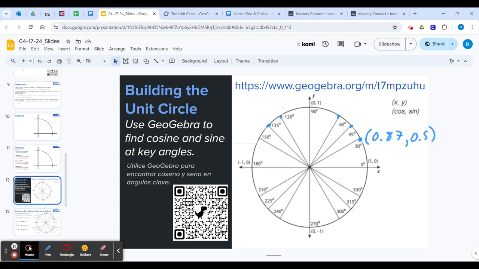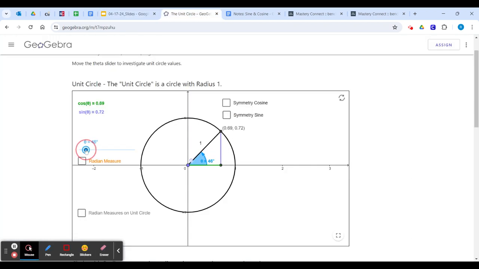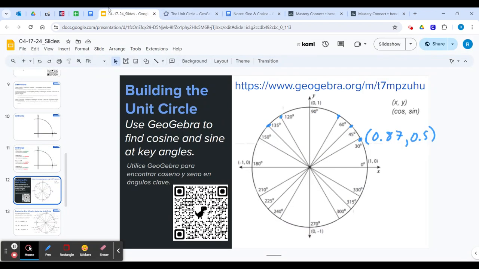Okay, then we move on to the 45 degrees. So I'm going to slide my angle to 45 degrees. You might need to use the arrows on your keyboard to jump one at a time. And here we notice that we have cosine of 0.71, sine of 0.71, and that's listed as the x and y coordinate as well. So I'm going to go back in and write that into my notes, 0.71, comma, 0.71.